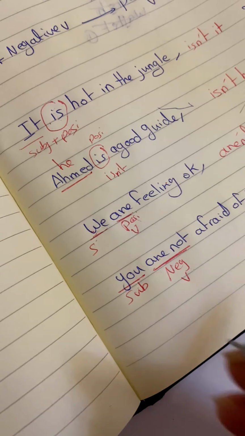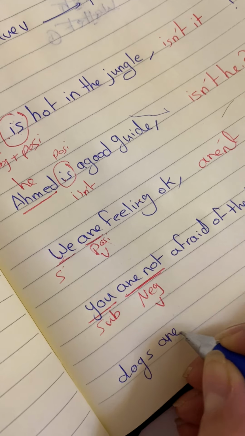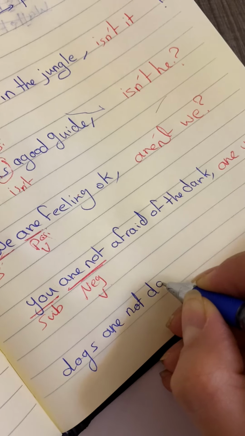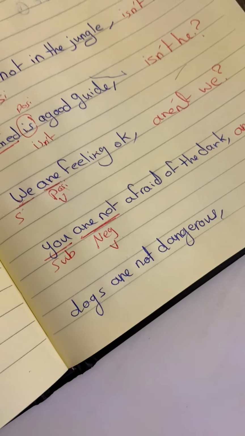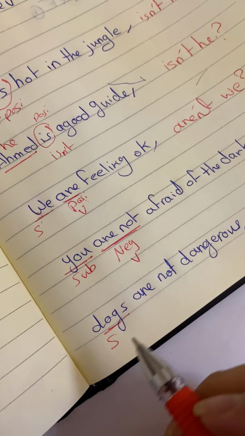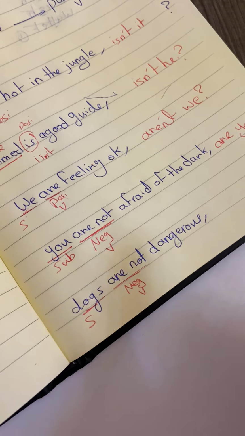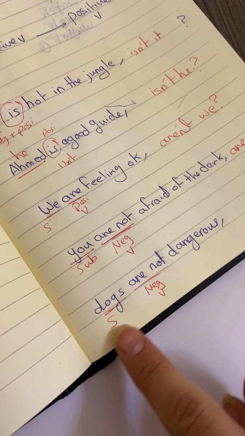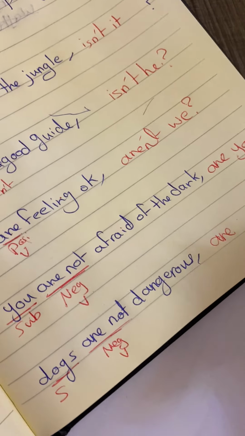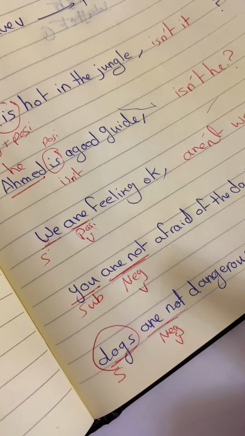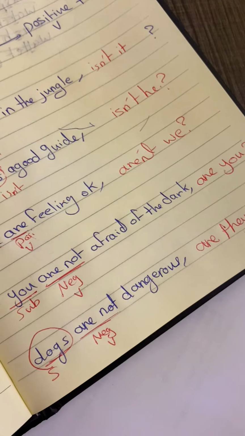Okay, when we say dogs are not dangerous. Dogs, it is the subject. Are not, it is a negative verb. Change it to positive: are. Then we change the place of the subject and the verb. It becomes are dogs. Dogs. Okay, dogs. He? No. She? No. They? Yes. They. And this is the question mark.